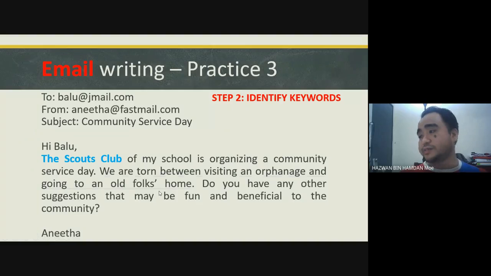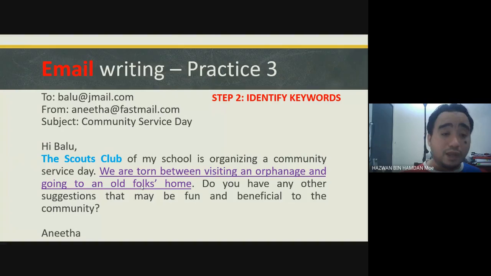Apa lagi keywords yang ada? They are torn between visiting an orphanage and going to an old folks home. So dia keliru nak pilih mana satu, going to orphanage, rumah anak yatim, atau pergi rumah orang tua, old folks home. So this is important key facts that you have to respond to the sender. You kena menyatakan benda ni dalam you respond after this. Okay. And then finally, suggestions that may be fun and beneficial to the community. Yang ni penting. Okay. So these three things are very important.